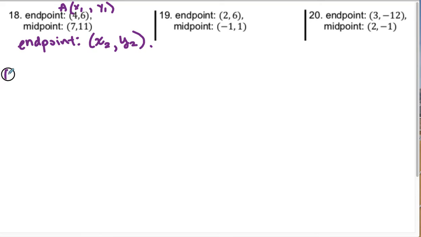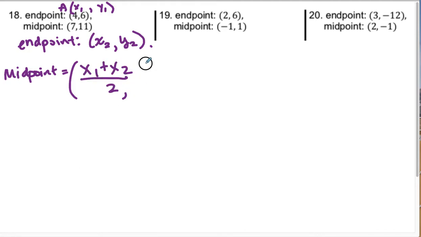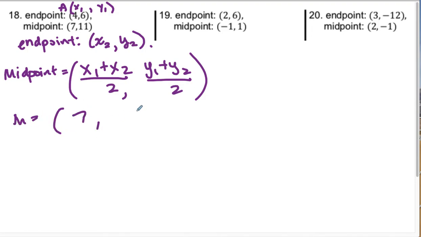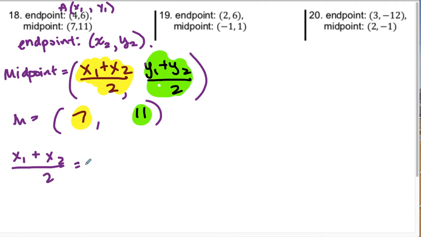What we know is that the midpoint is calculated as x sub 1 plus x sub 2 over 2, comma y sub 1 plus y sub 2 over 2. And my midpoint is equivalent to 7, 11. This means that if I take this formula, I'm going to end up with this number, and if I take this formula, I'm going to end up with this number. So let's write that down. If I take x sub 1 plus x sub 2 and divide it by 2, I'm going to end up with a 7.